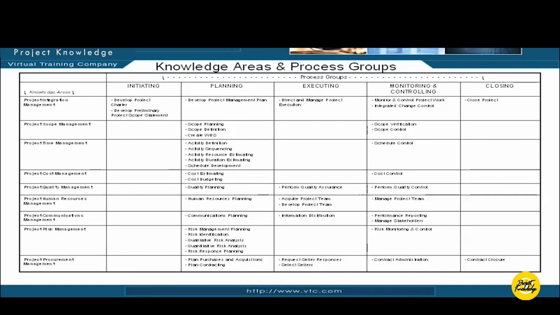For example, let's take a quick look at quality, since the processes are fairly easy to decipher. You'll see that quality planning occurs in the planning process group. You must first plan what you will do to ensure quality objectives before performing them. And you must perform quality before you can monitor and control it. And you'll notice how logical the process flow is.